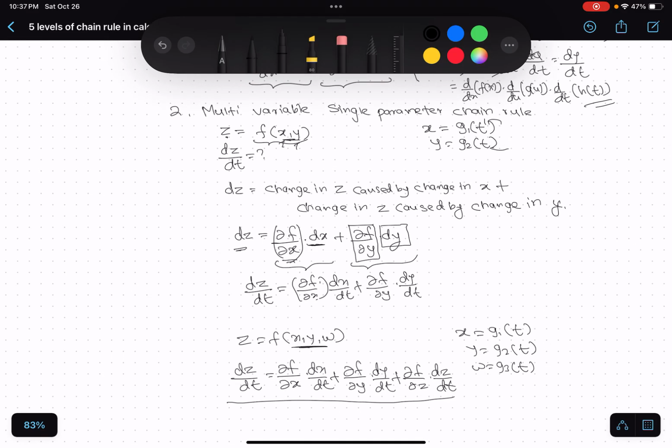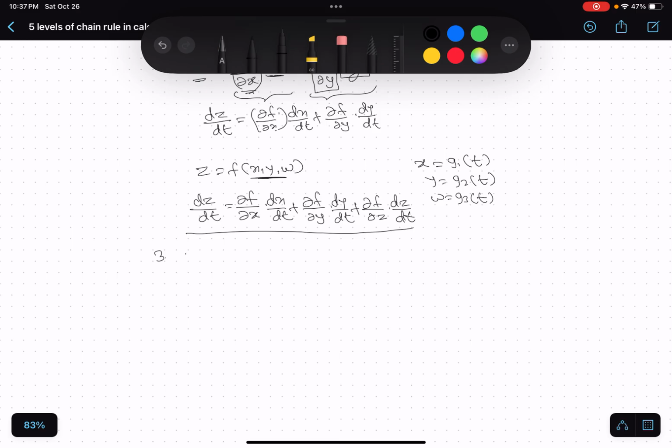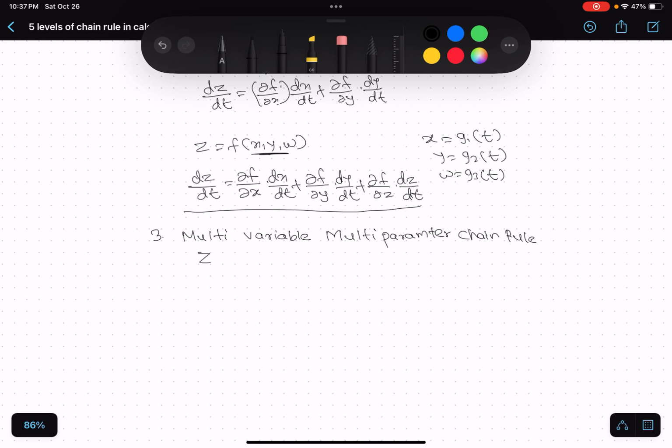Now the next one is the multivariable multi-parameter chain rule. For this one, how we can look at this is, let's say I have g as a function of x and y, right? Again, if x is a function of s and t, and y is also a function of s and t, so here there are multiple variables, and again those variables come from multiple parameters, right?